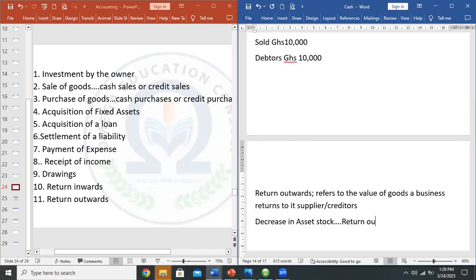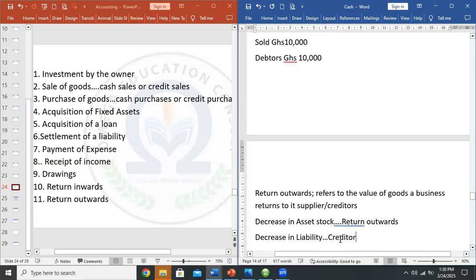Now, as the stock is decreasing, there will also be a corresponding decrease in liability, which is the supplier or creditor. Because if we bought 50,000 worth of pens from Melcom on credit, we're owing Melcom 50,000. If we return 5,000 back to Melcom, then we will no more owe Melcom 50,000. That liability is going to decrease to 45,000. That is why if there are return outwards, you have a decrease in liability or a decrease in the balance on the creditor.